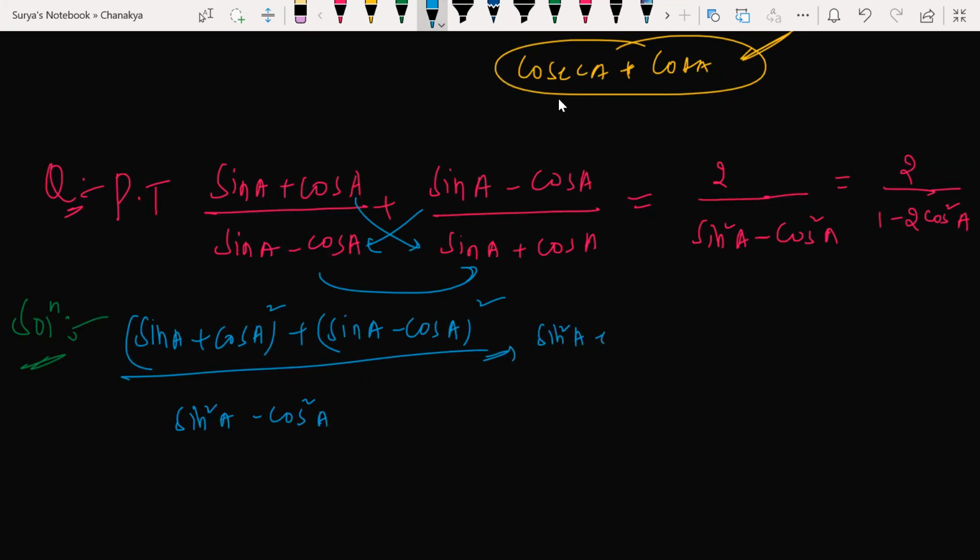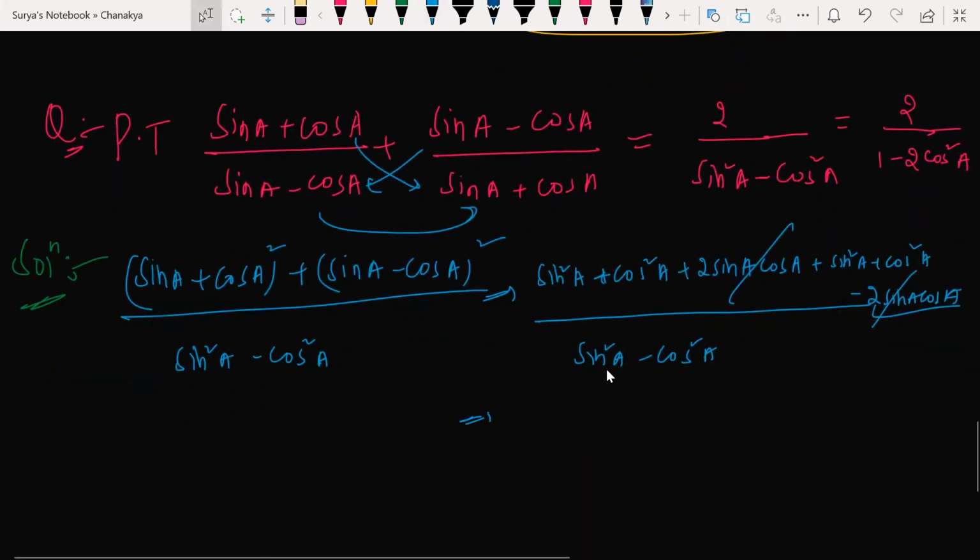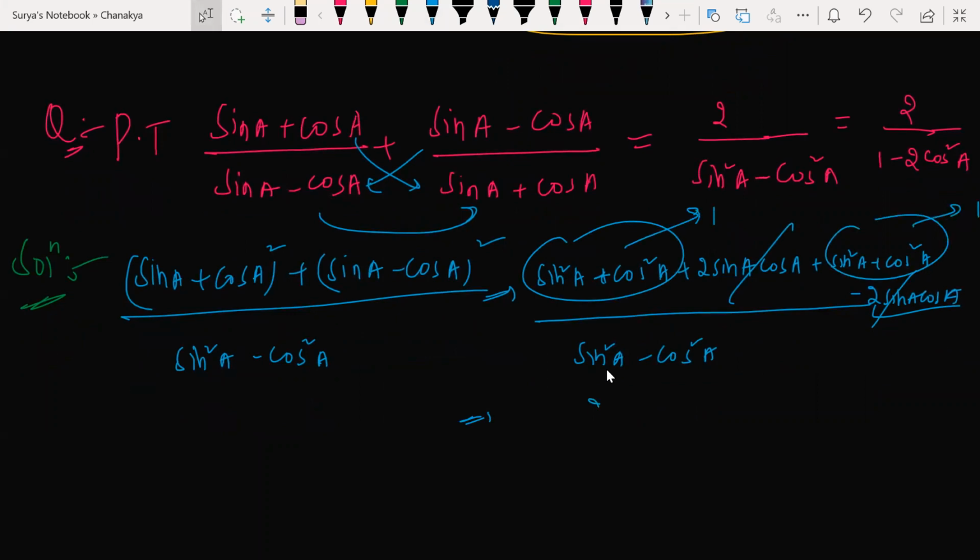A square plus B square, expanding that, plus 2 times sin A cos A. Similarly, A square plus B square minus 2 times sin A cos A. All divided by sin square A minus cos square A. This 2 will get cancelled, plus minus. So sin square theta plus cos square theta is 1, this becomes 1, this becomes 1. 1 plus 1 is 2. 2 by sin square A minus cos square A. I got this answer.